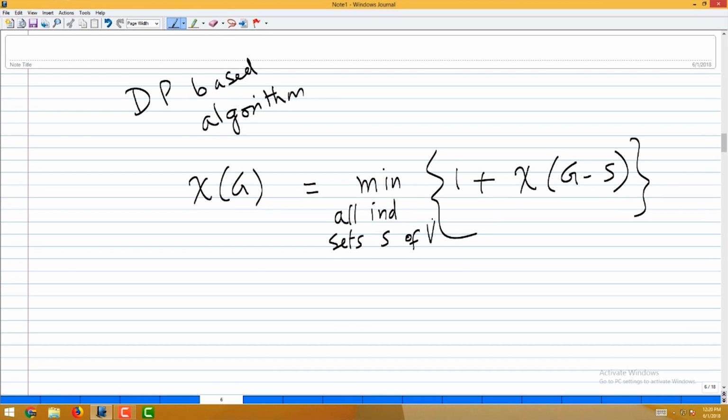Now, you do not want to do this recursively. Why? Because there are overlapping subproblems. For some subset, you will find a coloring of G minus S, and for another subset they will all have overlap.